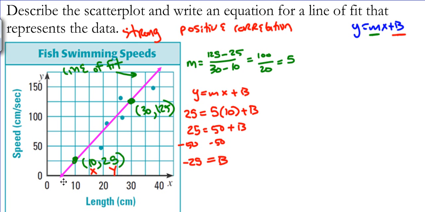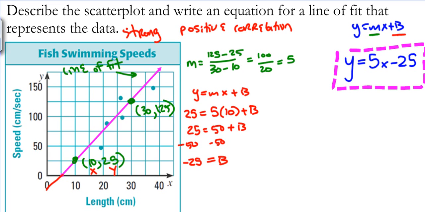Does it make sense that my y-intercept would be below 0? Yeah, if I were to extend this line, we'd be going somewhere below 0. So negative 25 seems to make sense. So now I'm going to finish writing the equation of my line. Y equals mx plus a negative 25 or minus 25. And that's our answer. This equation estimates or helps us predict the data of the speed of this fish.